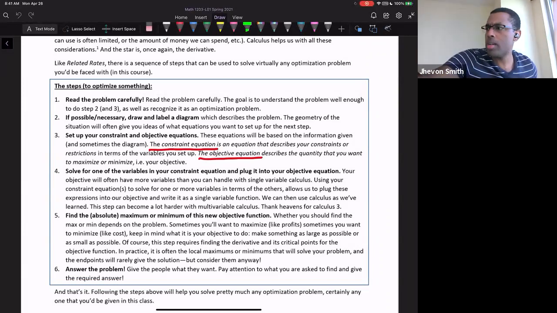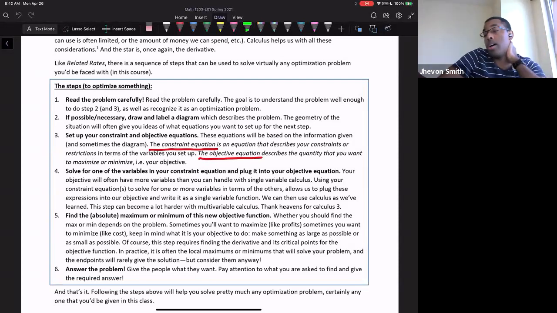So what you want to do is you want to change your objective function into a function of 1 variable. That way we can use the calculus that we've been learning this whole time in that equation. So you'd get the new objective by solving for 1 variable in your constraints, plug them into your objective, and then you now have the objective in 1 variable. At this point, you can start to maximize or minimize it, right?